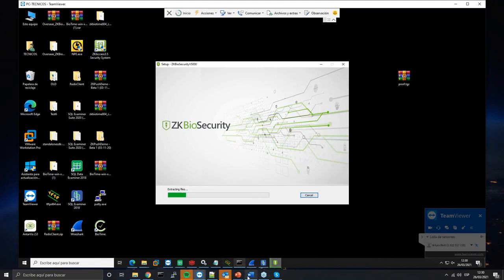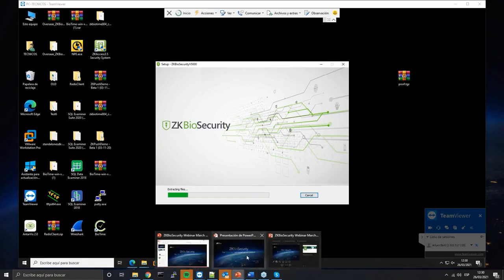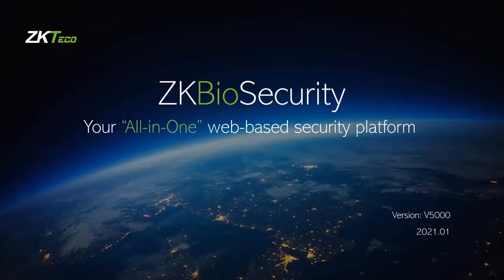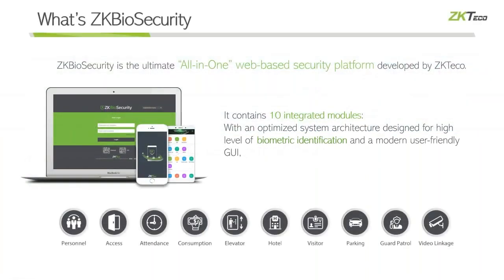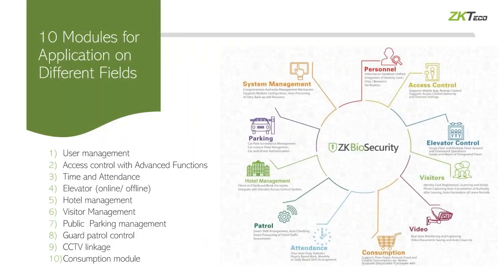While this is installing, I'm going to go back to the presentation to show you here. Well, software introduction, as I said. We already talked a little bit about this, so I'm going to go fast in order not to make it too long. This contains 10 integrated modules, a high level of biometric identification, and a modern user-friendly interface. Here are the modules that we have, not all of them.